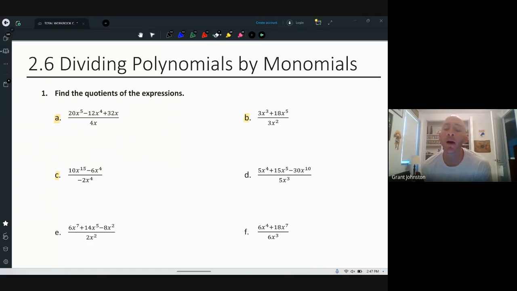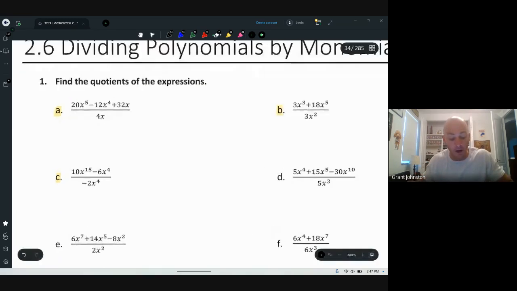Dividing polynomials by monomials. Division with polynomials and monomials is really not much different than regular division. The only difference is that now we have variables, and we're going to use one of the exponent rules that we learned back in Unit 1. So let's just get going here.